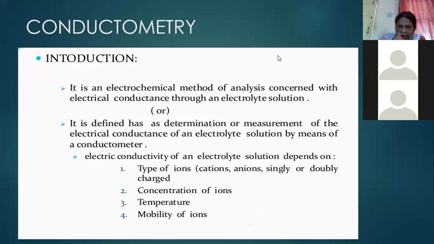Okay, I am starting again and keeping my chat box open. If any problem, you can ask me.